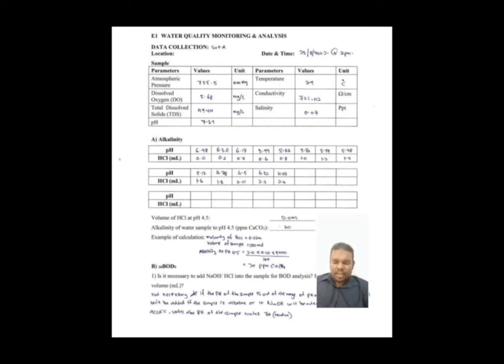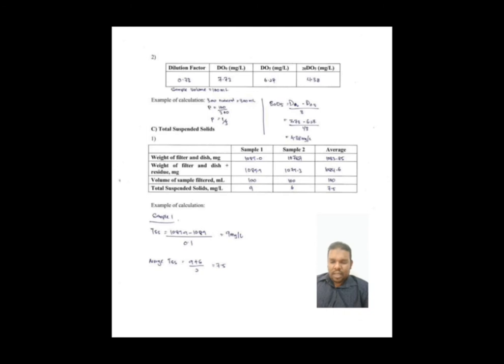Item B, BOD over 5. Is it necessary to add HCl into the sample for BOD analysis? It is not necessary if the pH of the sample is within the range of pH 6.5 to pH 8. HCl will be added to the sample if it is alkaline, or acid will be added if the sample is acidic, until the pH of the sample reaches 7.0. Here is the table and an example of the calculation.